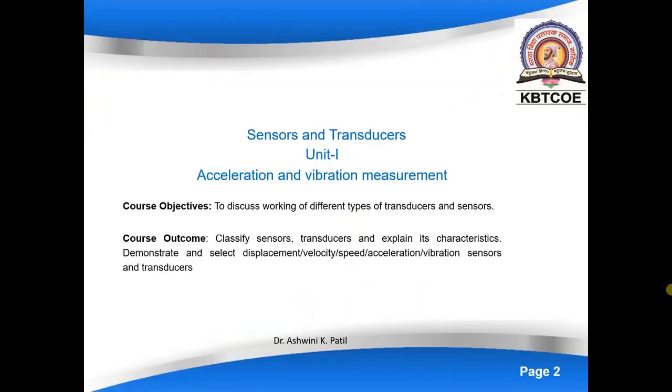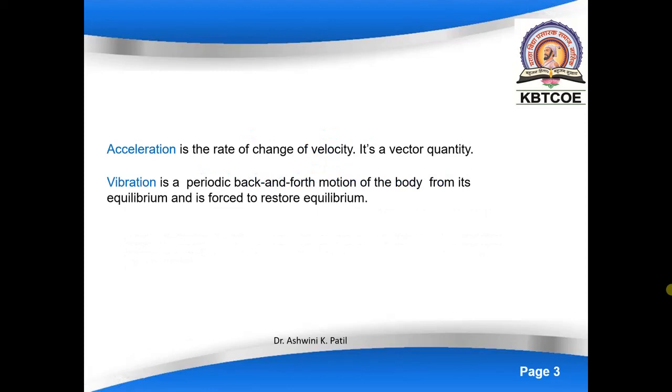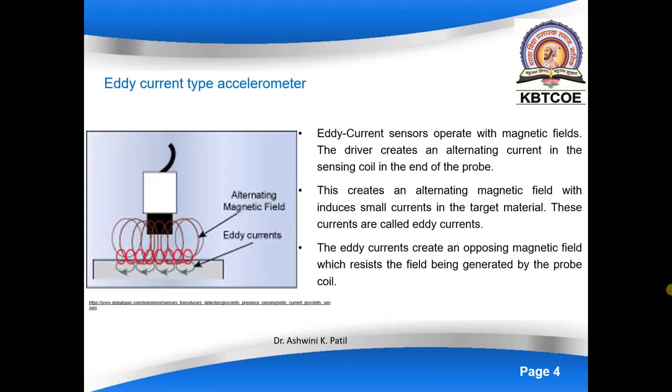In this session, we are going to discuss acceleration and vibration measurement. Now, what is acceleration? Acceleration is basically a rate of change of velocity and it is a vector quantity. Vibration is a periodic back and forth motion of a body from its equilibrium, and that equilibrium is forced to restore the position of the body. There are various types of accelerometer.